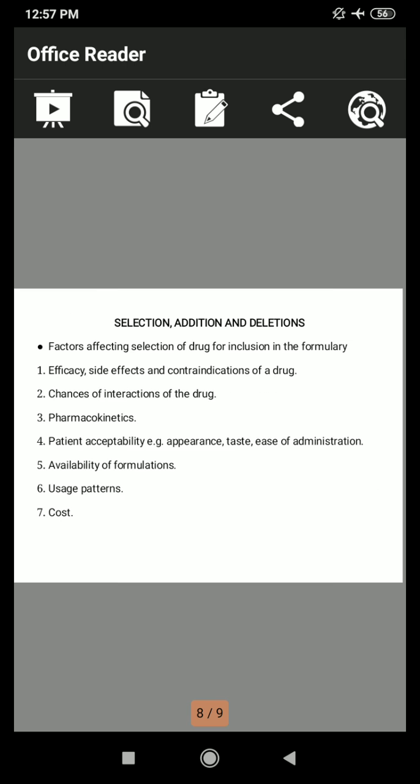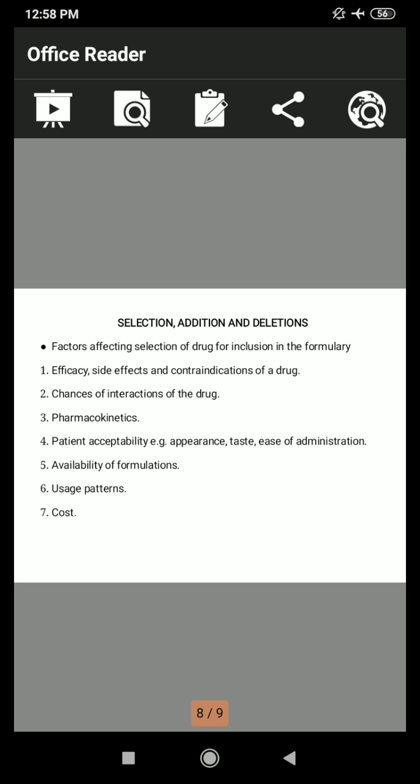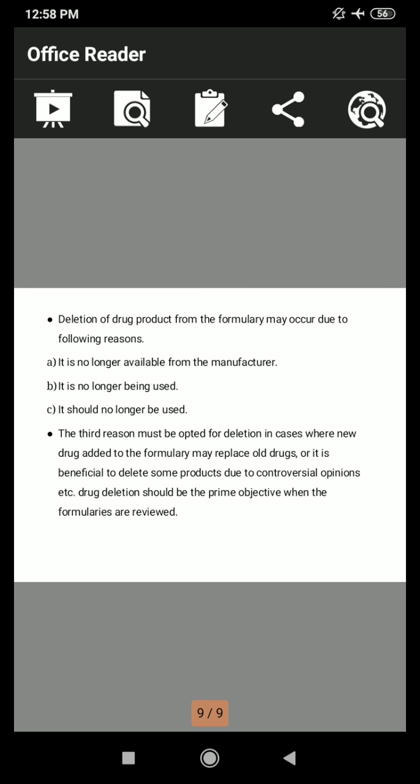These are all about the selection, addition and deletion. I will stop here. The remaining part we will see in the next lecture.